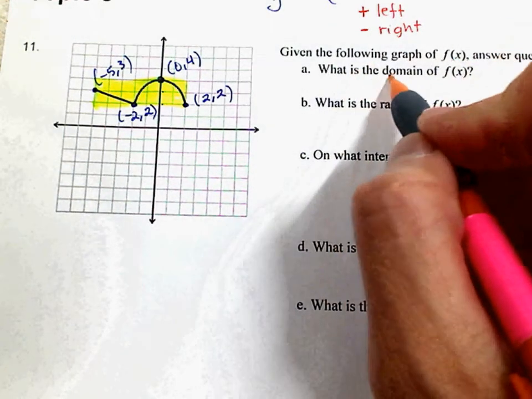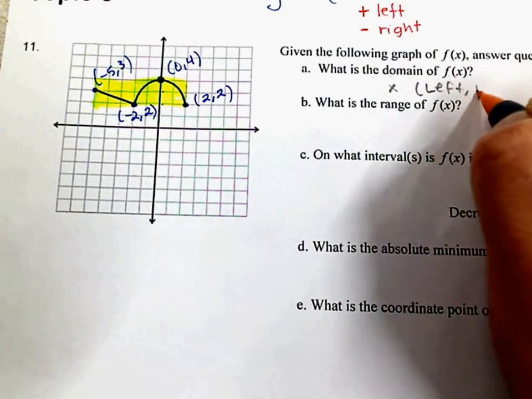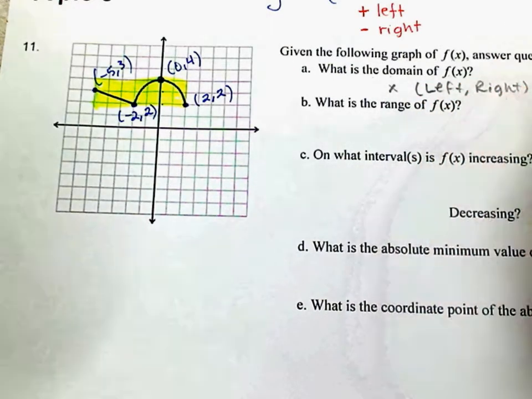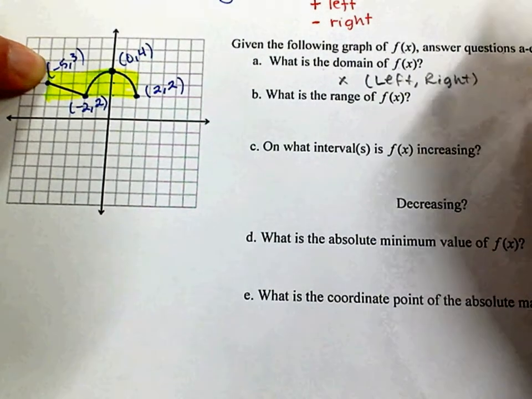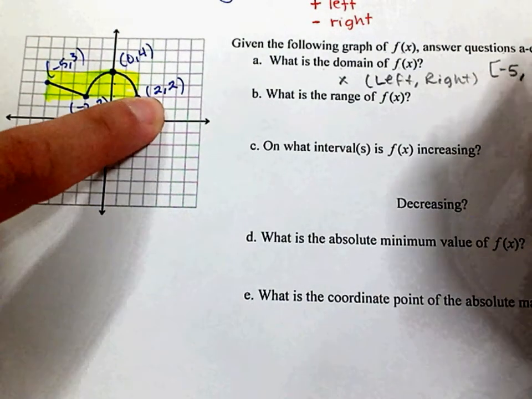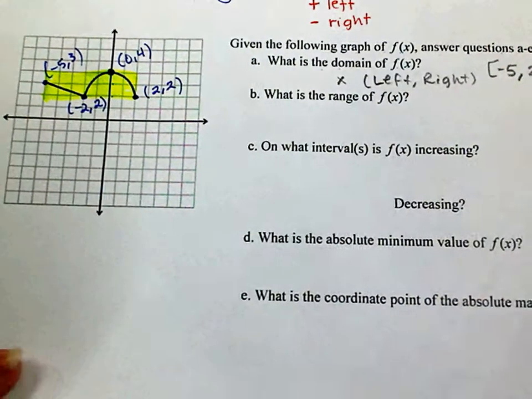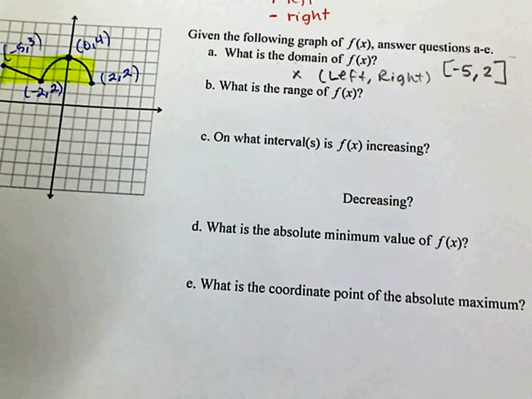What is the domain? Domain is always your x, and we go left, comma, right. All right. Far left, what is your x value? Negative 5. Far right is 2. And it is a bracket because that's part of your answer. Did you guys see that? It has a stop, so it's a bracket. That's the only time it's a bracket. It's a domain or a range. Everything else is always a parentheses. Okay?